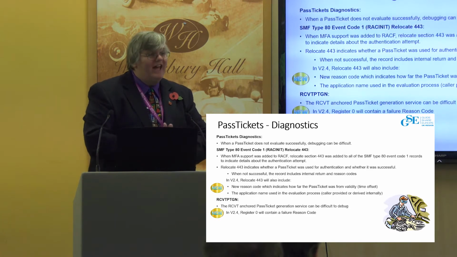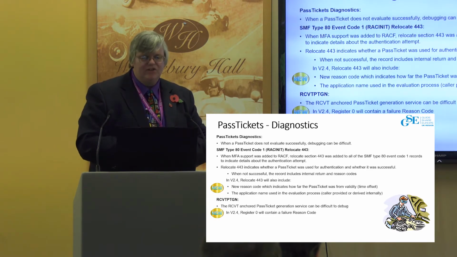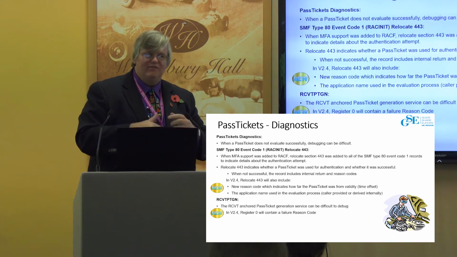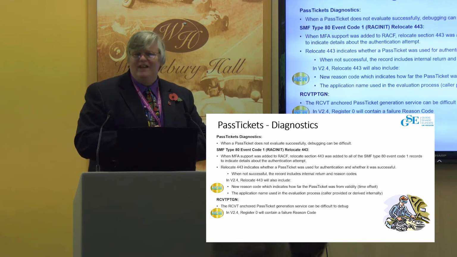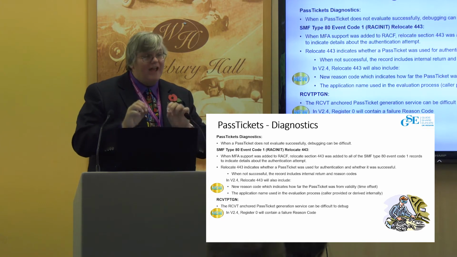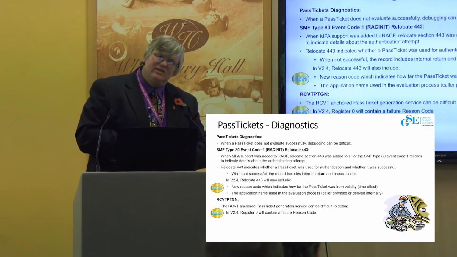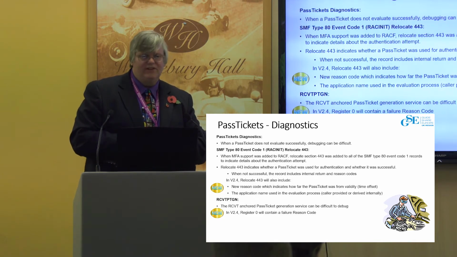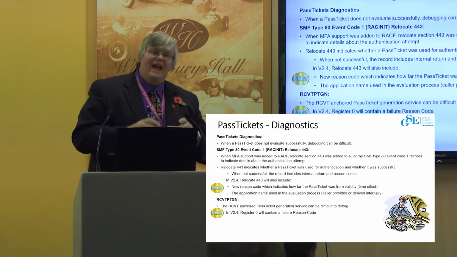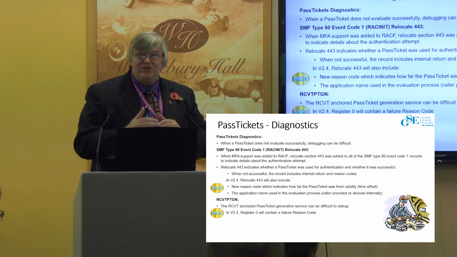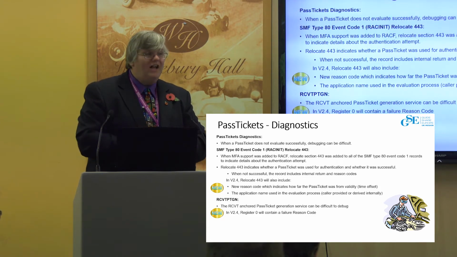So, a couple of other enhancements to pass tickets and their practical use of them. What happens if a pass ticket is presented for evaluation and it doesn't evaluate successfully? Perhaps it's out of time, or the date range is invalid, as an example. Well, it turns out that back in z/OS, when we did our MFA support a few years ago, we introduced a new SMF relocate section, SMF relocate section 443. And in there, we put a lot of additional information. We did it originally for MFA, but it turns out it has a lot of use in other cases.